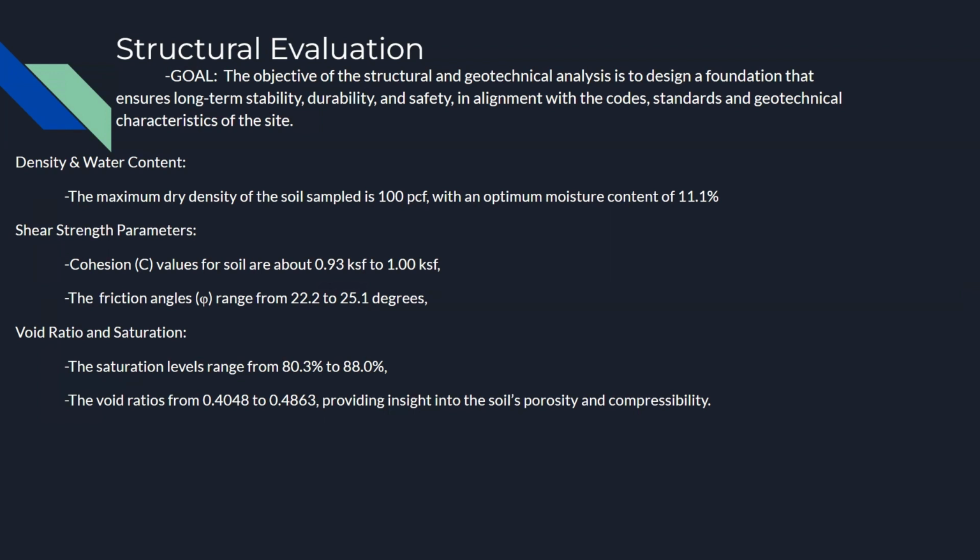Furthermore, for the structure evaluation, we need void ratios and saturation. The saturation levels ranged from 80.3% to 88.0%. In addition to this, the void ratios were from 0.4084 to 0.4863. And this provides insight into the soil for porosity and compressibility for the structure evaluation.